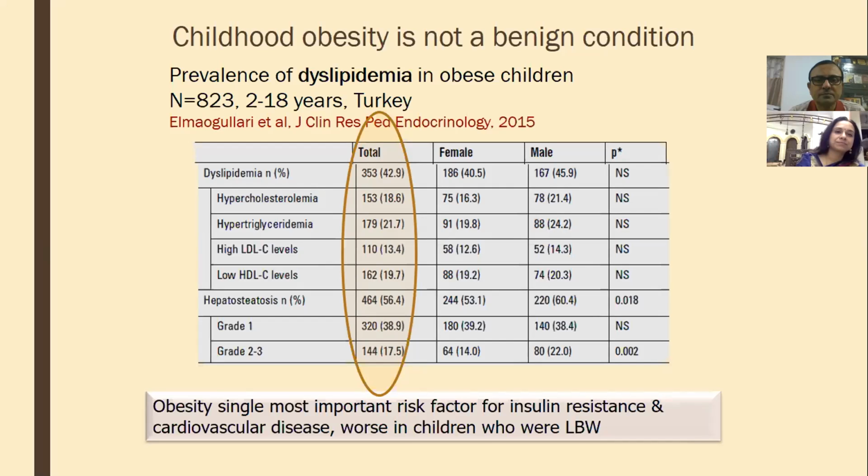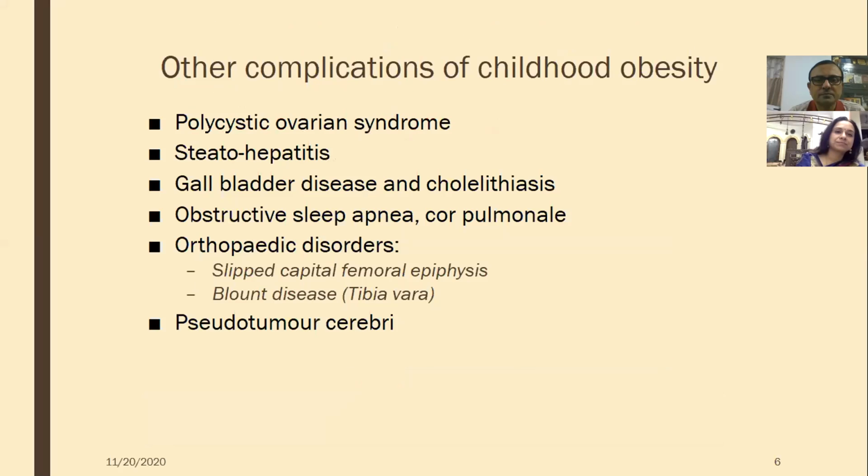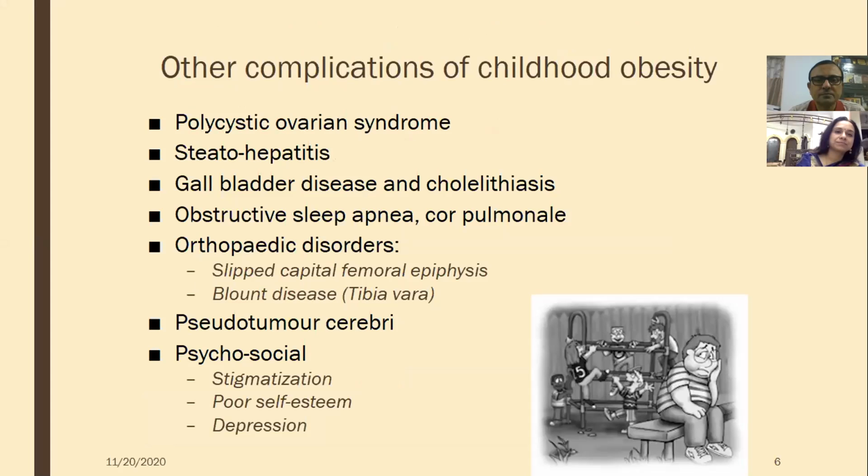The epigenetic changes in low birth weight infants are such that their body is genetically programmed to conserve and use energy more efficiently. So when these children are exposed to a diet which is unrestricted, they tend to gain weight faster, and that tends to be all centrally located. And these people are the ones who are even more at risk. Not only that, there are many other complications of childhood obesity: PCOS, steatohepatitis, gallstones, cholelithiasis, obstructive sleep apnea, you name it. And let's not forget the psychosocial aspects.